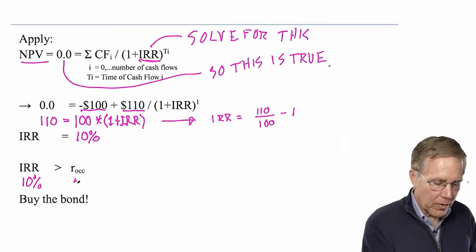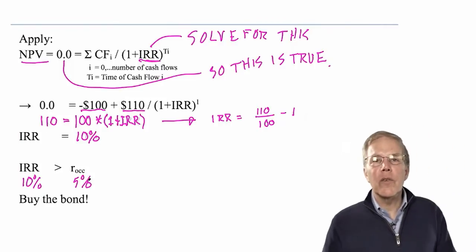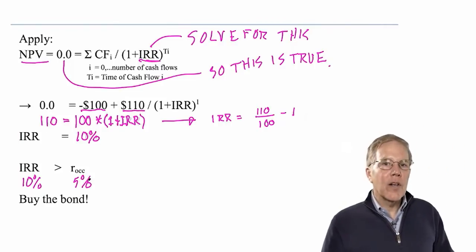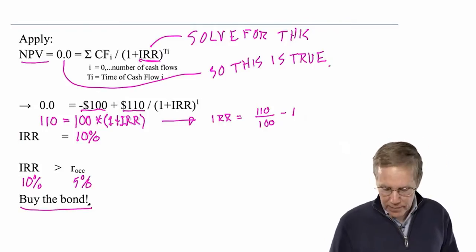Our opportunity cost of capital is 5%. And what's our rule for internal rate of return? If the IRR is greater than our opportunity cost of capital, we should go for it. So let's go for it and buy the bond. So there you have it.